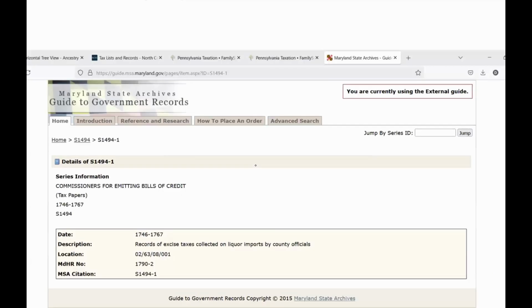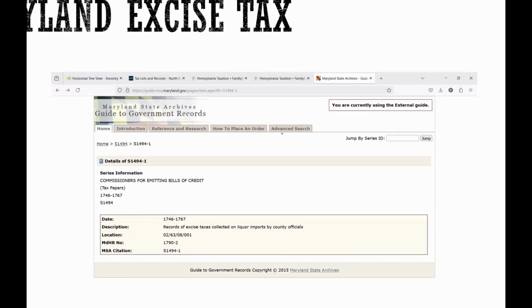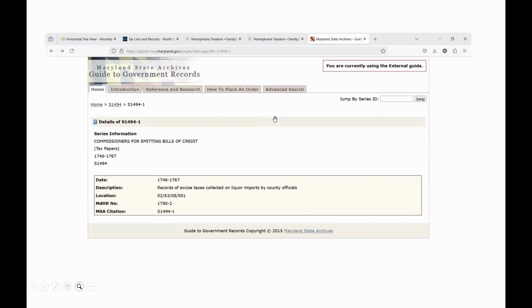Maryland excise tax. I've got this in here. I don't have an actual record because when I went looking for an actual excise record, this is what I found in Maryland. So from 1746 to 1767, they have records of the excise taxes collected on liquor imports by county officials. So anybody that imported liquor, imported alcohol, would have had to pay a tax on it. There's the location within the archives, there's the number that you would need, there's the citation that you would need.